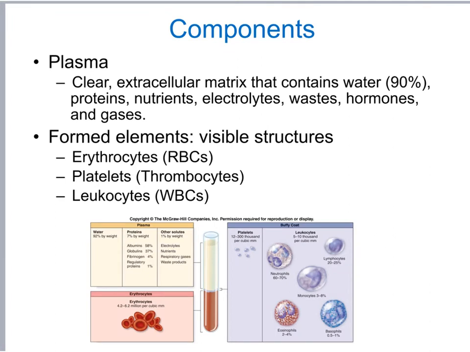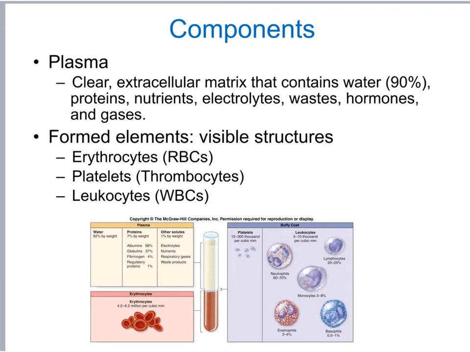So let's talk about the components of blood, and the first of those is plasma. Now, plasma is clear, kind of a light yellow color. It's the extracellular matrix of blood that contains at least 90% water. It has proteins and nutrients, electrolytes, waste, hormones, and gases. Everything that the blood's carrying around is within that plasma. And these are the tiny components that are dissolved in it.